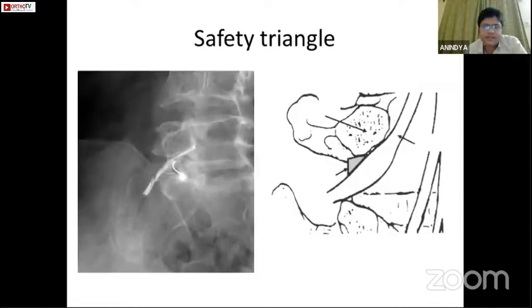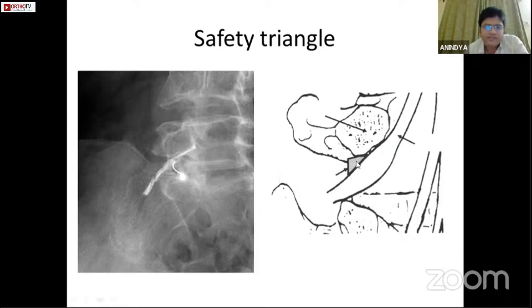Another theoretical concept is the safety triangle. The safety triangle is bounded by the exiting nerve root, the pedicle, and the lateral border of the vertebral body. The safety triangle doesn't have any neural structures. So if you're aiming for your needle to be in the safety triangle for your transforaminal injections and nerve root blocks, the patient won't feel the pinch while you're putting in the needle. The patient won't wince with pain, because you're not hitting the nerve root. But at the same time, the injection that you put in is very effective.